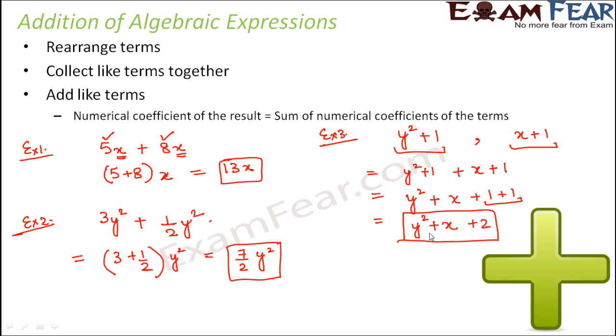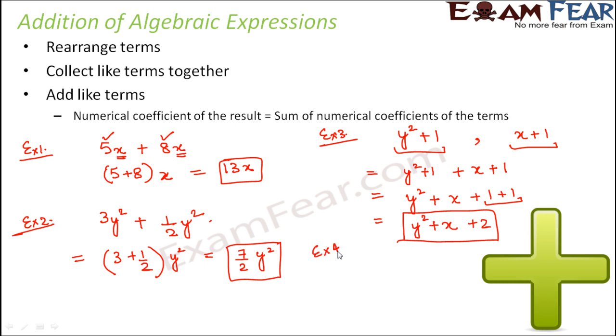Now you might ask how can we add y square plus x? We cannot add them. We can only add the like terms in an expression. We cannot add the unlike terms together. So the sum of these two binomials would be another expression, a trinomial.